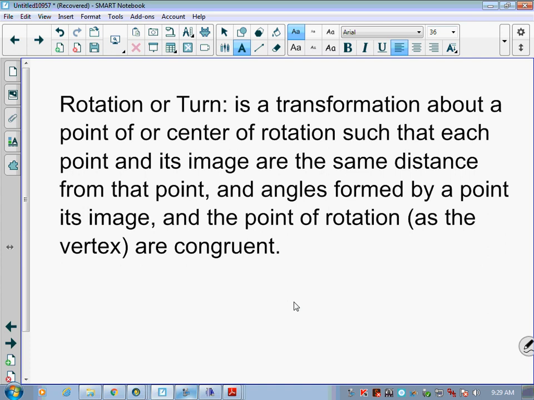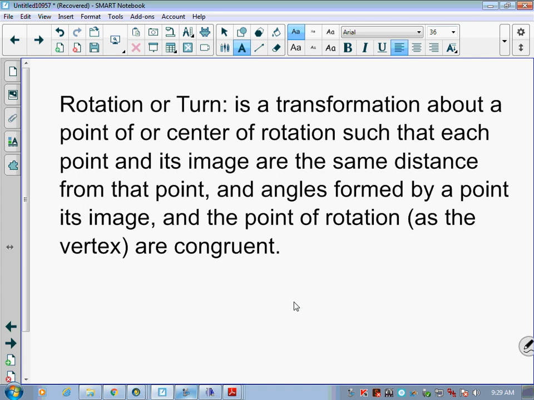So rotation is by far the most complicated to work with. But again, for the most part, in this lesson, they're just going to ask you to identify what type of transformation is being done. We'll get into the more complicated aspects of this in future lessons where we talk about, hey, this is a translation lesson, or this is a reflection lesson, or this is a rotation lesson.